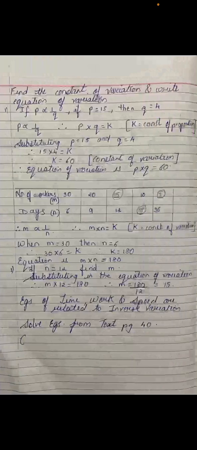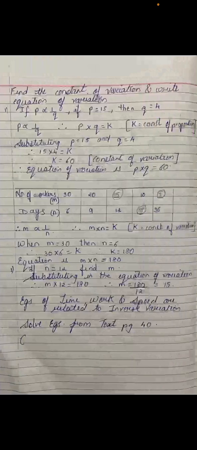So, the value of m you get is 15. So, like this, you have to solve this table. For the fourth column, you will get the days as 18. Okay, solve it in your classwork. And the last column, you will get it as 5 when the number of days of work is 36. So, I hope you have followed how to solve these problems.